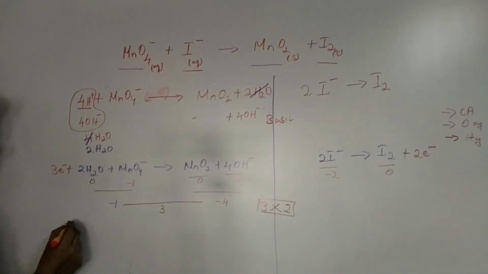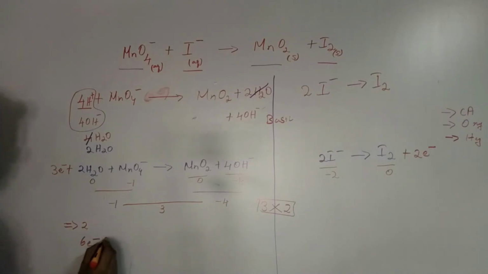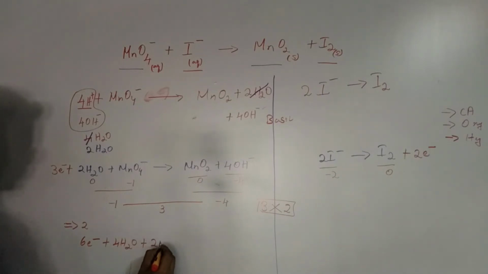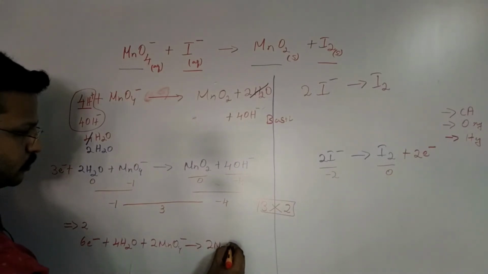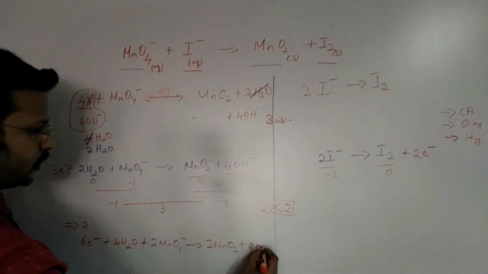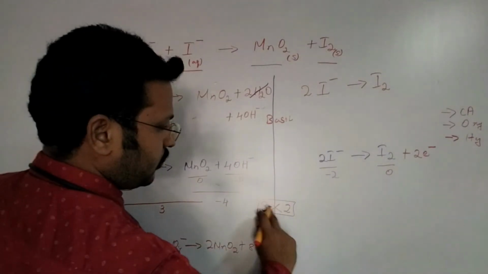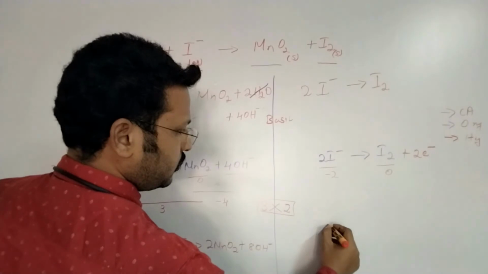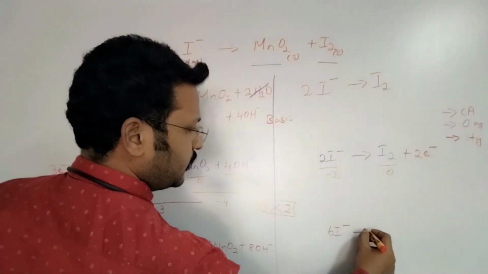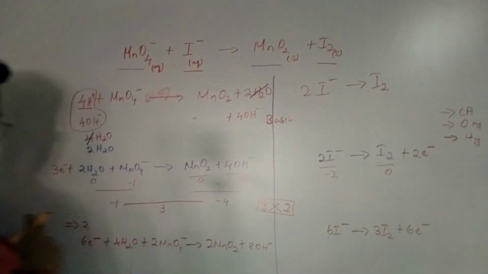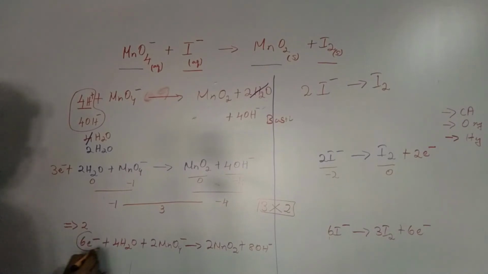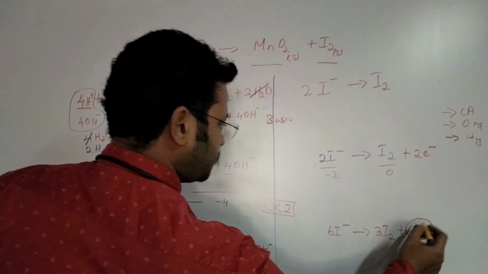Cross multiplying this equation with 2, I will get 6 electron plus 4 H2O plus 2 MnO4 minus gives 2 MnO2 plus 8 OH minus. And that side, multiplying with 3, I will get 6 I minus gives 3 I2 plus 6 electron. Here on the reactant side I have 6 electron, and here on the product side I have 6 electron, so I will cancel out.